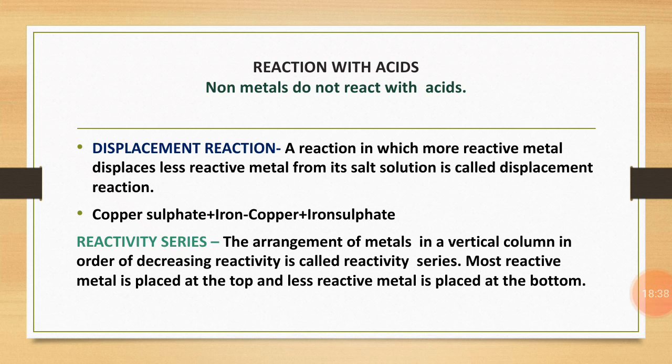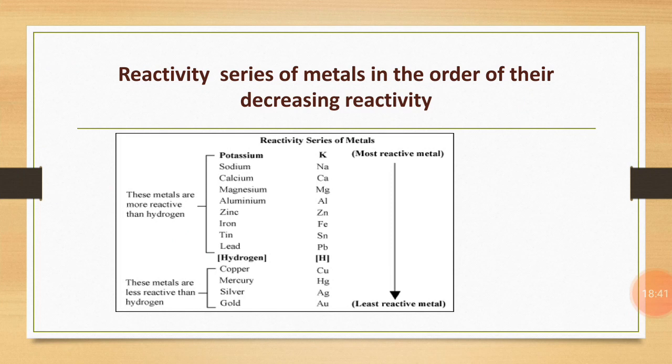Here one reactivity series is given to you, and it shows that potassium is the most reactive metal and gold is the least reactive metal. After potassium there is sodium, which is less reactive than potassium. Then calcium is less reactive than sodium. Magnesium is less reactive than calcium. Aluminum is less reactive than magnesium. Zinc is less reactive than aluminum. Iron is less reactive than zinc. Tin is less reactive than iron. Lead is less reactive than tin.